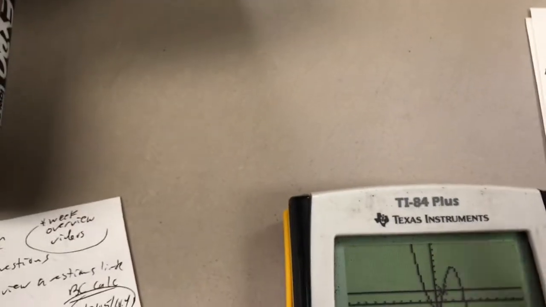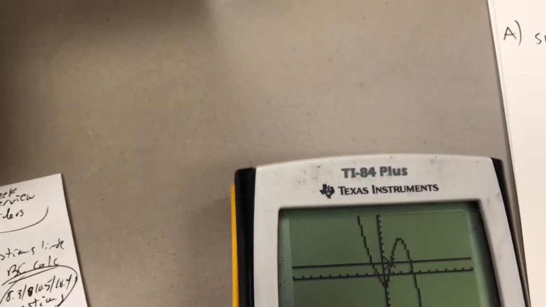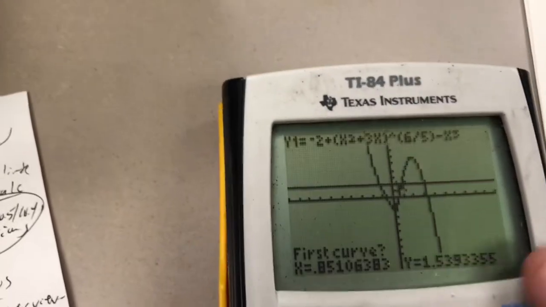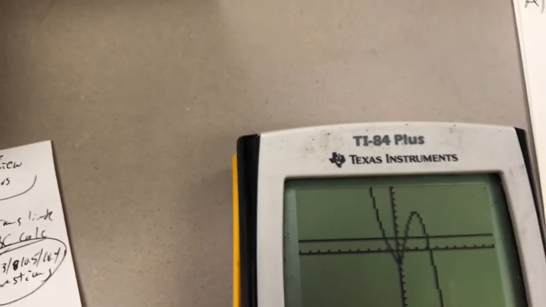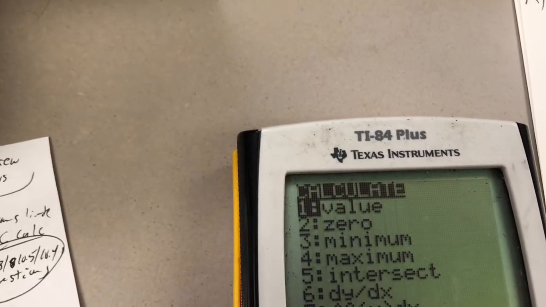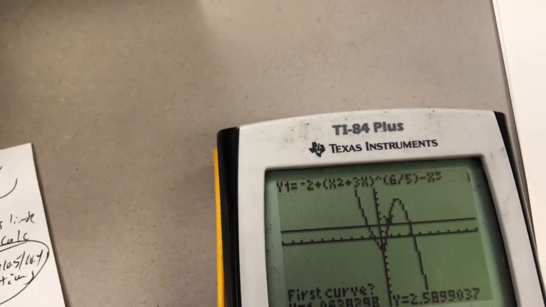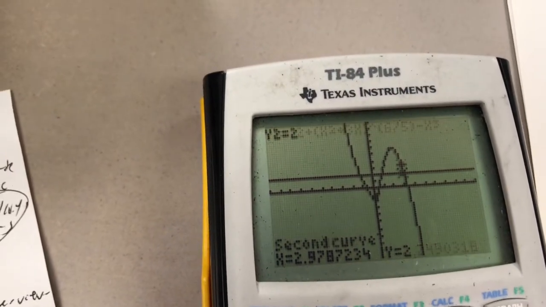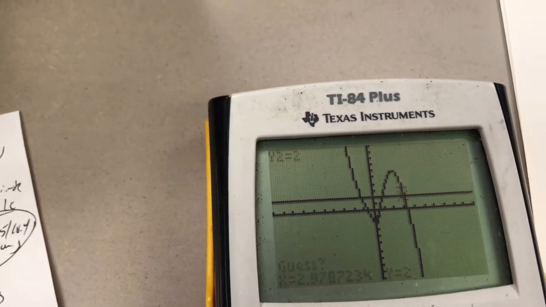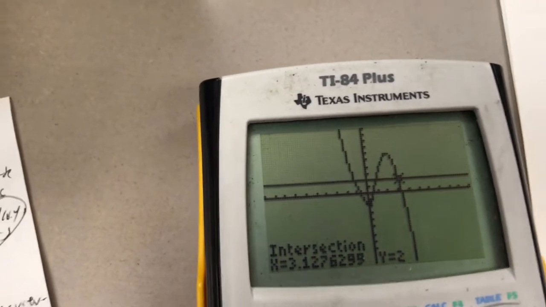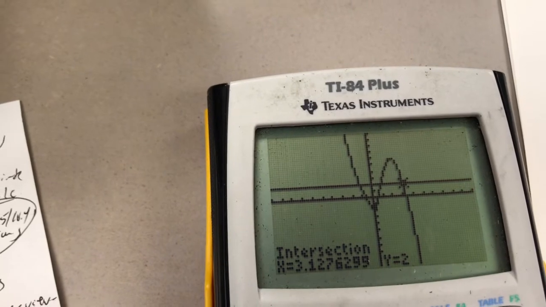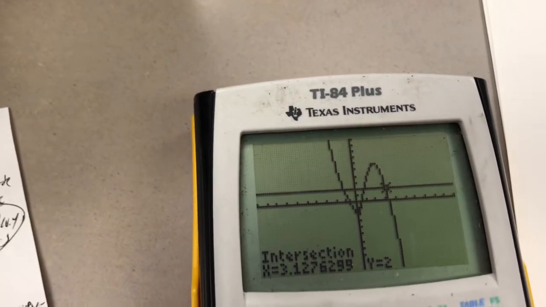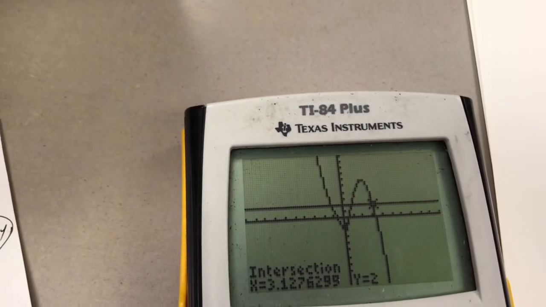Okay, now there's this other point over here, so I want to see where that is. So I'm going to hit second calc again, go back to the intersect, and I'm going to go over here to that second point and scroll to that second point. Are we still within an x value of 5? Yeah, we are. And then go on the other curve and hit enter on the guess. And we're getting t is approximately 3.128 seconds. But remember, the time could also be -2.